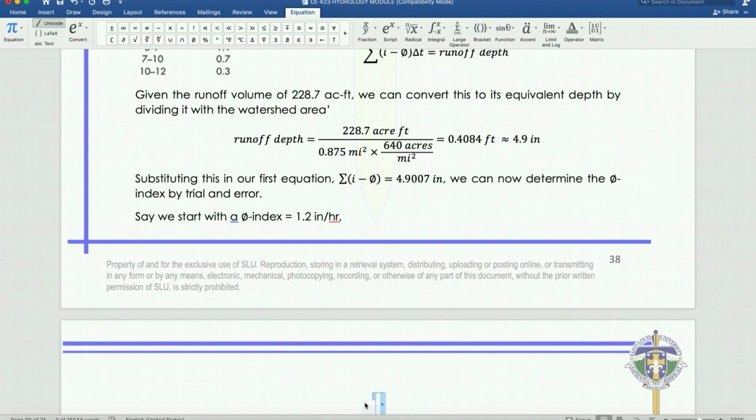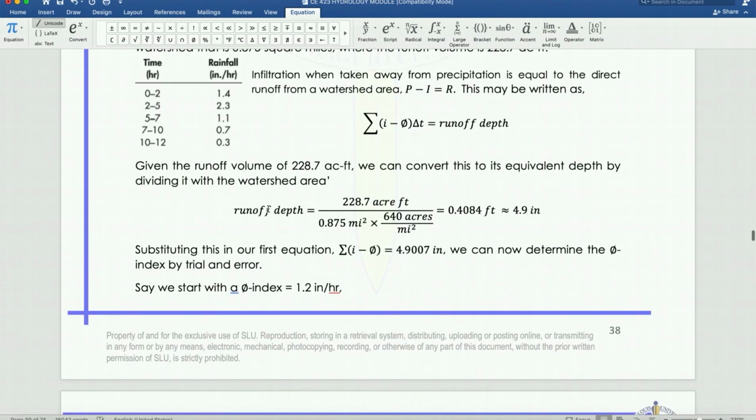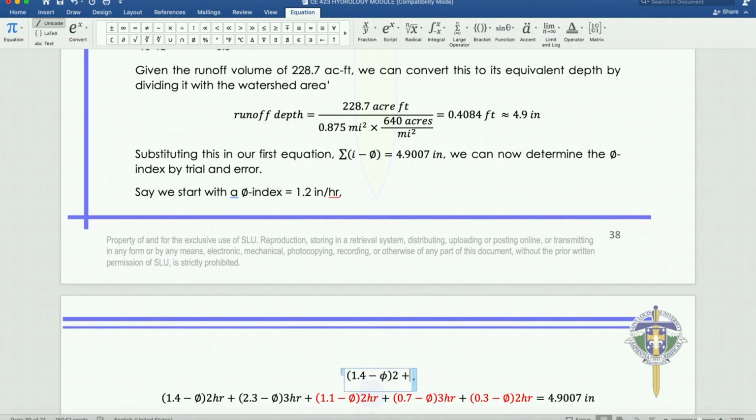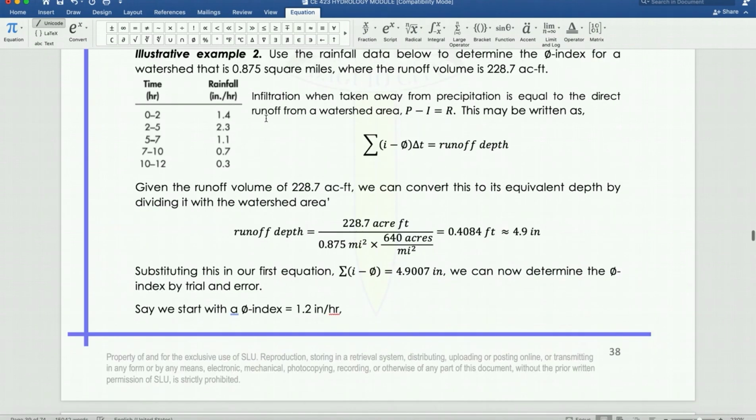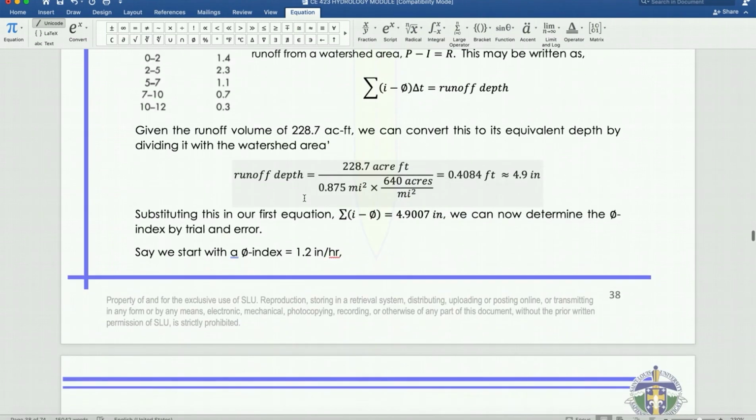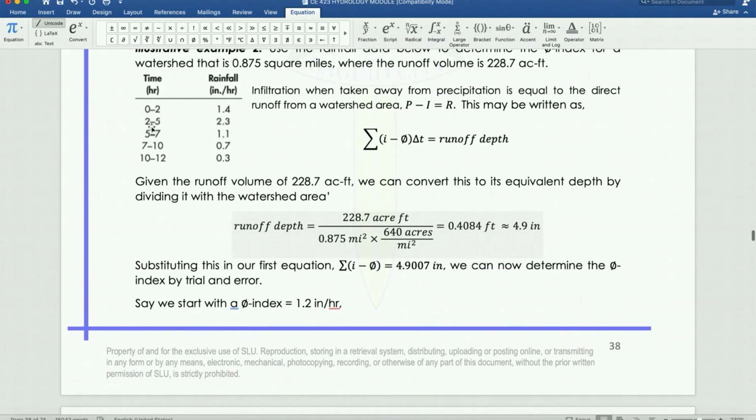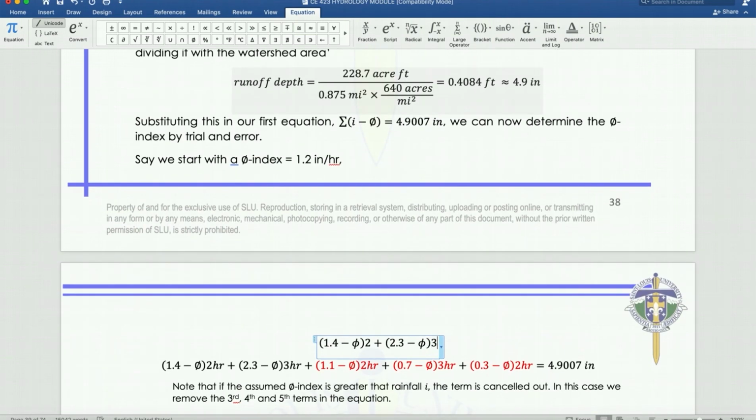Substituting it to our equation, we have 1.4 minus phi times our time of 2 hours, because that is from 0 to 2, that is 2 hours. Plus 2.3 minus phi times the time from 2 to hour 5, that is 3 hours.